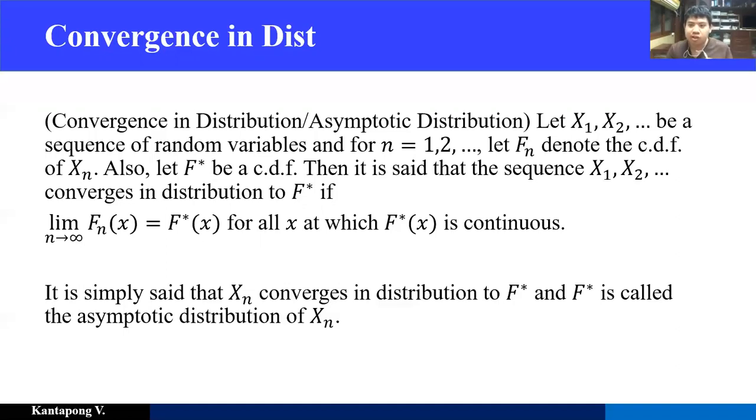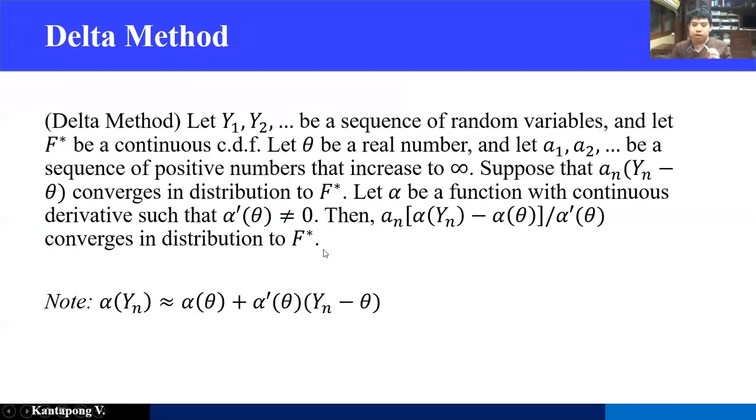It is very similar to before, but instead we talk about the CDF, which is not a random variable here. It is the variable that will converge to F star of x as n goes to infinity. It's called the asymptotic distribution, and you will see this a lot in mathematical statistics.